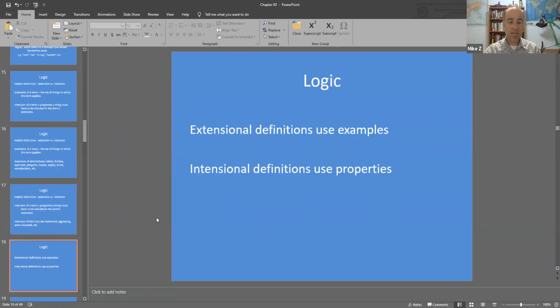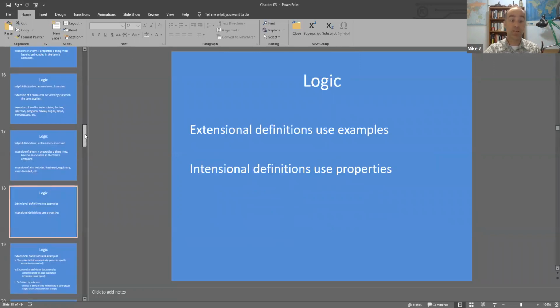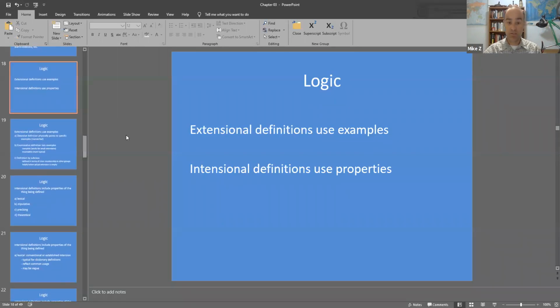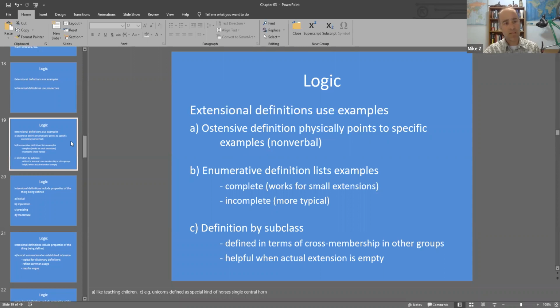Okay. So this relates to definitions because there are two general categories of definitions. There's the extensional definitions, which use examples. They just list examples one way or another. And then the intensional definitions that provide the properties that things must have in order for that term to apply to them. So it turns out intensional definitions are the more interesting ones. They're the more common ones. So I'll just do all the extensional ones in just a single slide here.